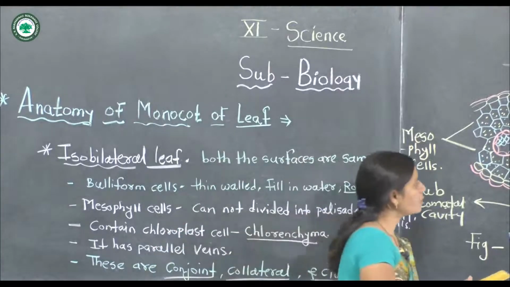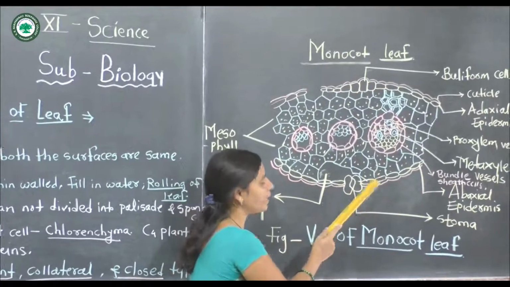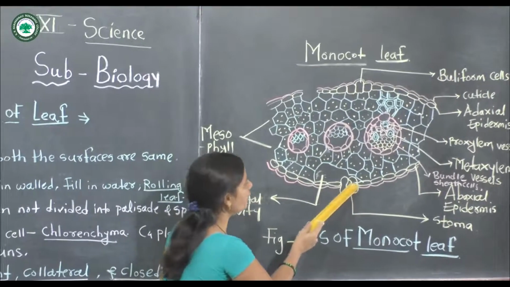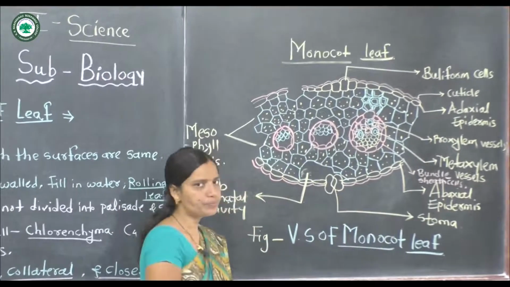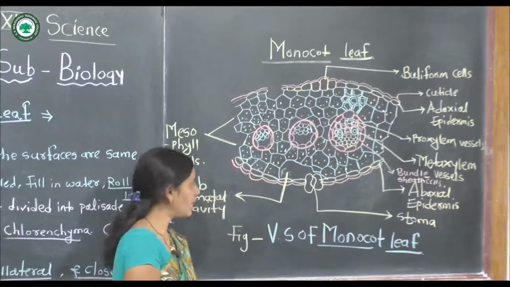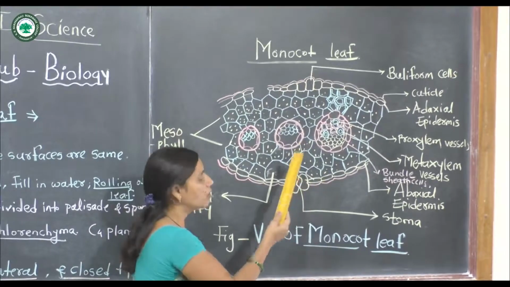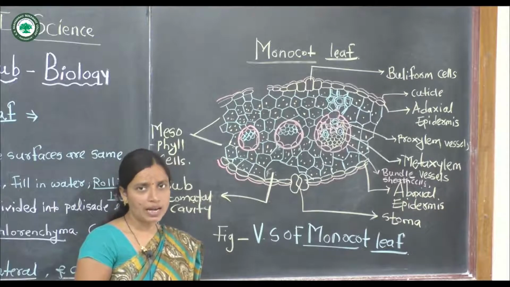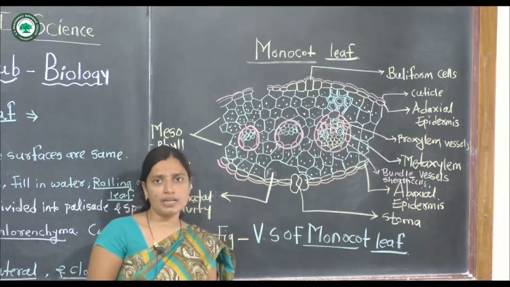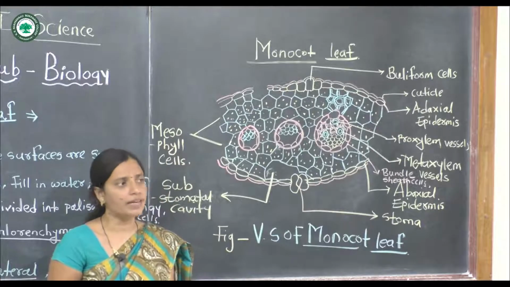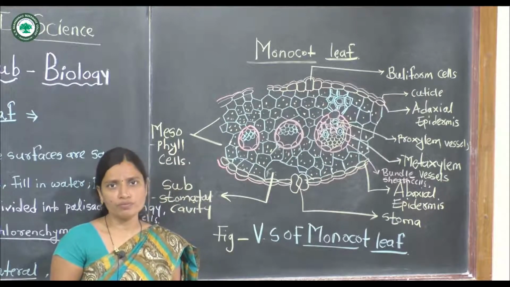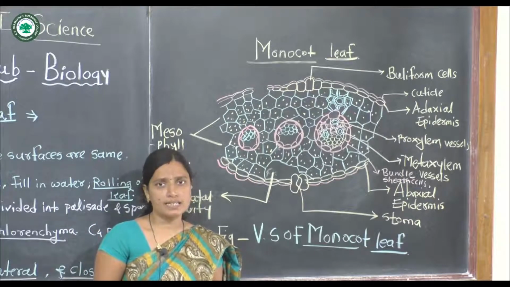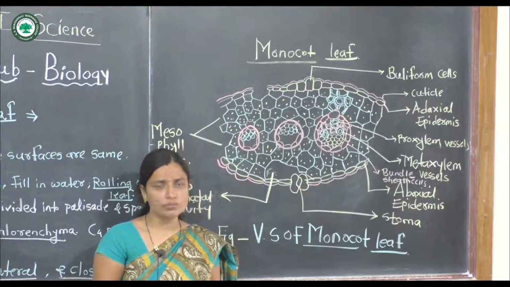The next one, the lower epidermis, is the abaxial epidermis, showing small pores, and each pore is called a stoma. Many stomata are present in the leaf, but more are present on the lower surface of the leaves as compared to the upper surface. The two most important functions of the stomata are gaseous exchange and transpiration.